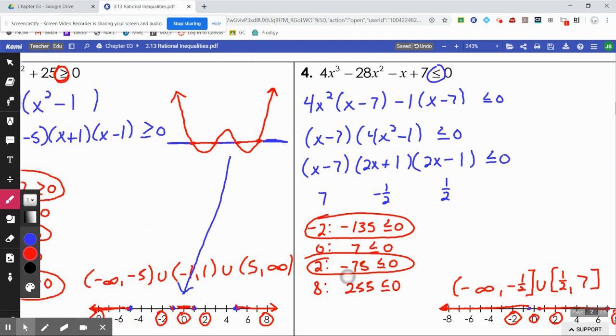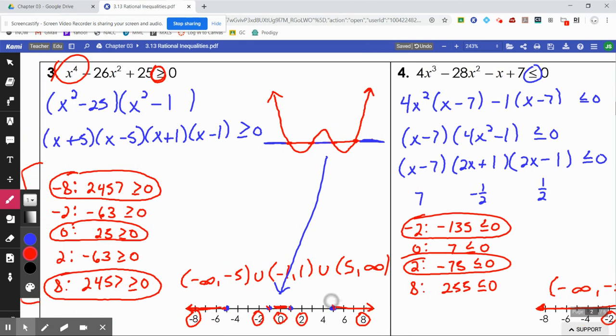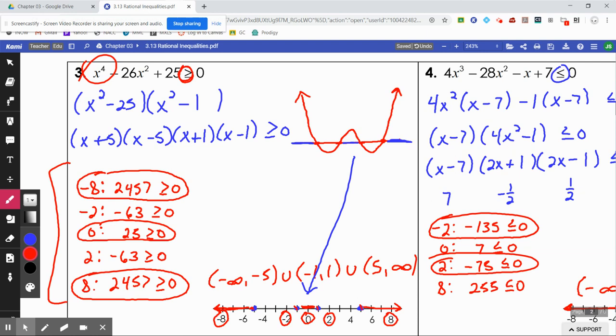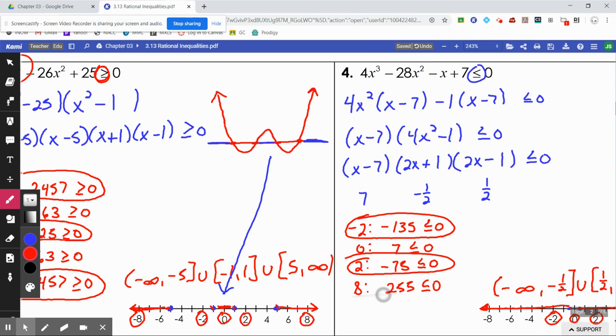And let's go back and make sure I did that on the last one because I don't think I did. I should have included -5 because it's a solid circle. I should have included both of these, and I should have included +5 as well.